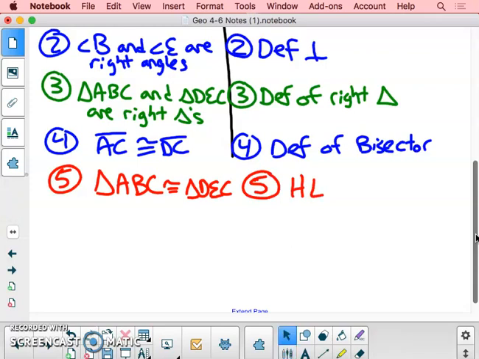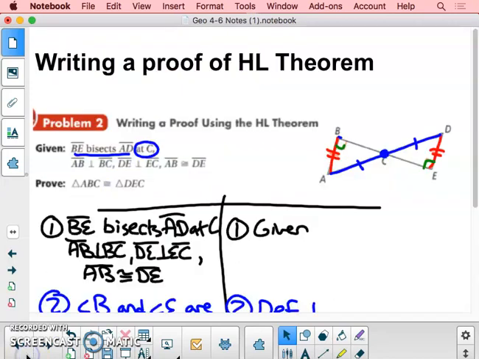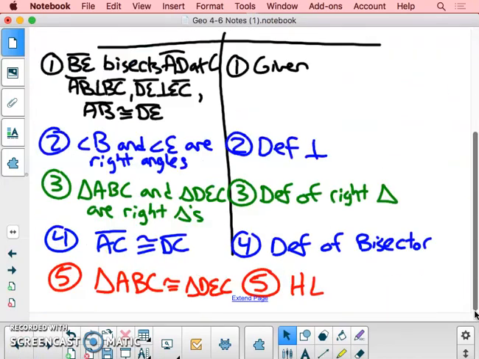So that would be a proof using HL. We probably could have done something with the vertical angles instead and used maybe AAS or something like that. But that's about it for HL.